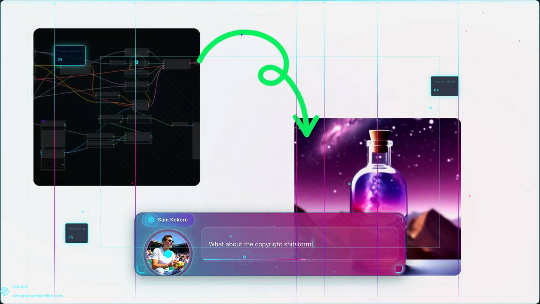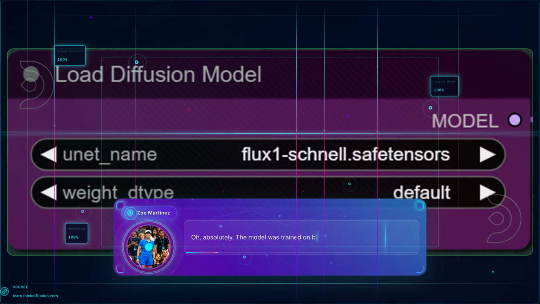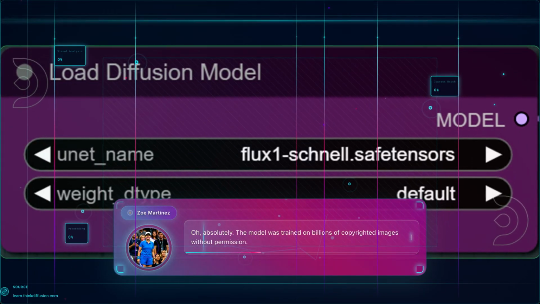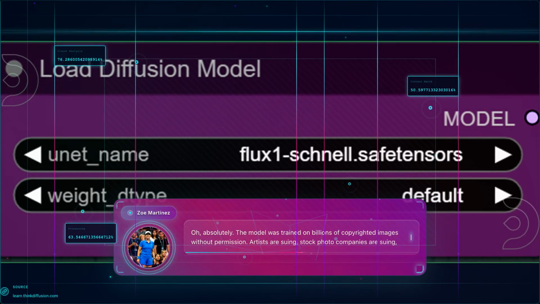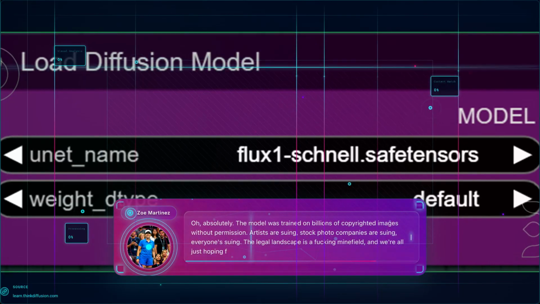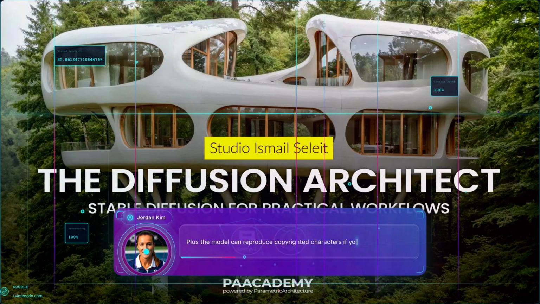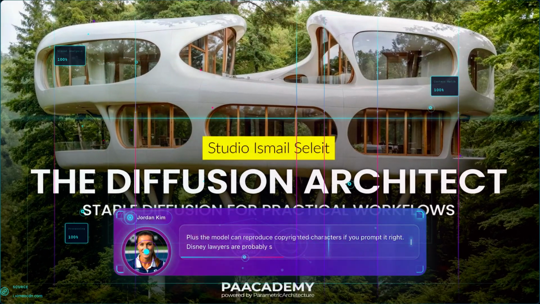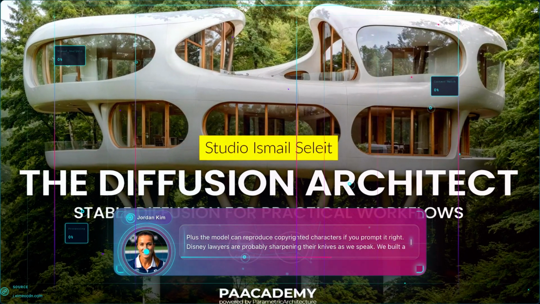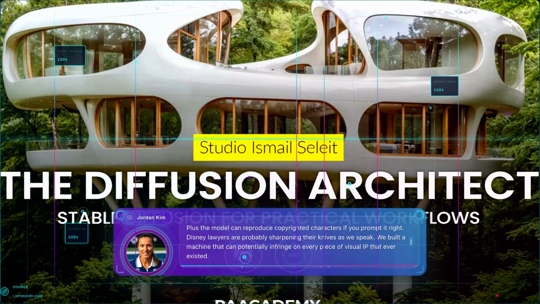What about the copyright shitstorm? Are we in legal trouble? Oh, absolutely. The model was trained on billions of copyrighted images without permission. Artists are suing, stock photo companies are suing, everyone's suing. The legal landscape is a fucking minefield, and we're all just hoping fair use applies to statistical pattern matching. Plus, the model can reproduce copyrighted characters if you prompt it right. Disney lawyers are probably sharpening their knives as we speak. We built a machine that can potentially infringe on every piece of visual IP that ever existed.